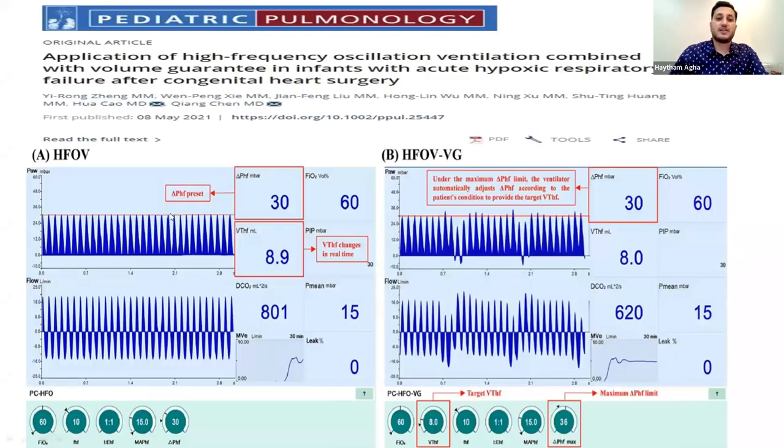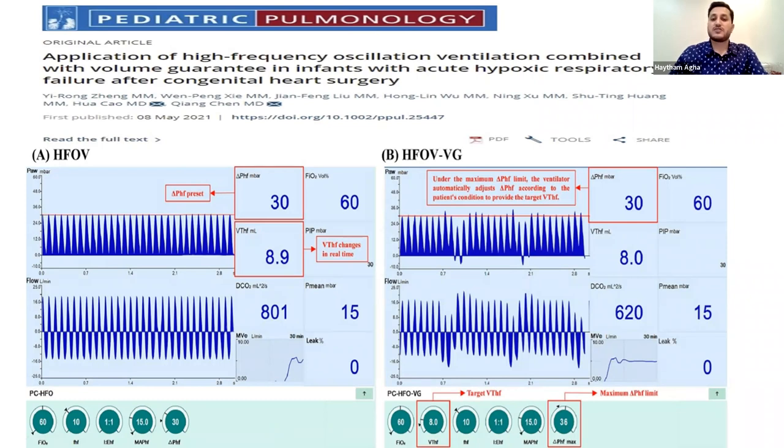So one of the newest modalities, published in 2021, is using high frequency volume guarantee in patients with acute hypoxic respiratory failure after congenital heart surgery.